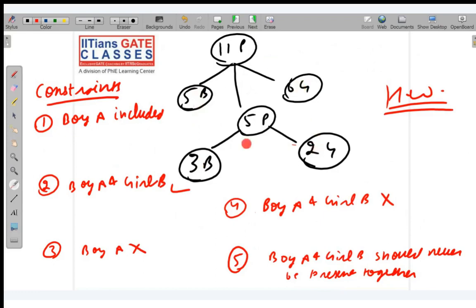I have made the figure, and I am applying constraints like: boy A should be included. Next, boy A and girl B should be included. Boy A should be excluded. Boy A and girl B should be excluded. Boy A and girl B should never be present together. These 5 questions, try to answer them as homework, and I will start from here itself in the next class.